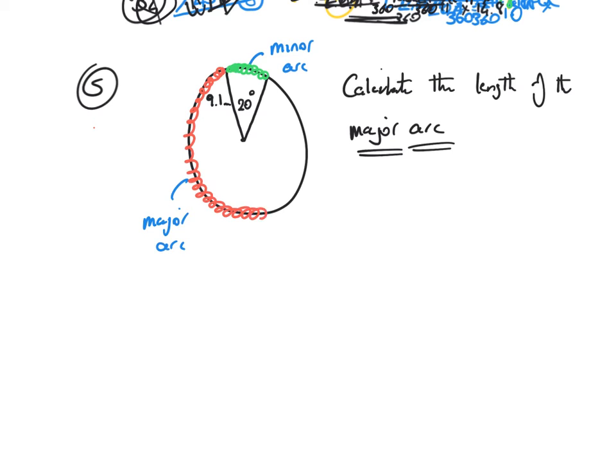Now if you look at the minor arc, then that's obviously just a small bit of the circle, it's a small slice, but the major arc is a larger slice. So to find the length of the arc, it's definitely going to be a slice out of 360 multiplied by the diameter of the circle. Now, we might be tempted at that point to write down 20 for the slice, but in fact 20 is the slice for the smaller bit, the minor arc. The major arc is actually this bit here.